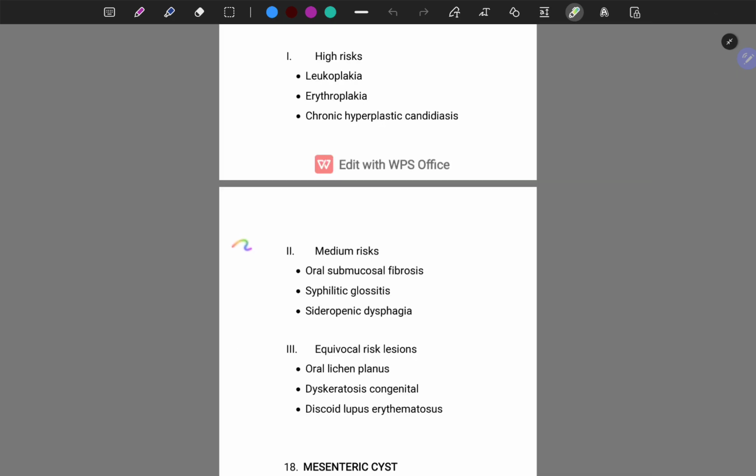In this, the precancerous lesions are leukoplakia, erythroplakia, erythroleukoplakia, oral submucous fibrosis, oral lichen planus. All others are precancerous conditions.